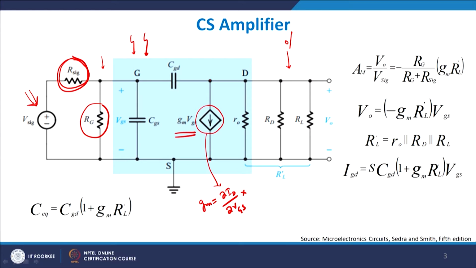Now, on the right hand side, which is basically your output side, if you look very carefully, you have RD, which is basically the drain resistance, you have a load resistance RL here, and you have the output voltage V0. Now, if you look at this diagram, it is very simple. It is output by input: V0 is the output voltage and Vsig is the input voltage. It is given as gm multiplied by RL prime, where RL prime is basically the parallel combination of R0, RD and RL. So, this is the effective resistance seen by the output voltage source from this side.